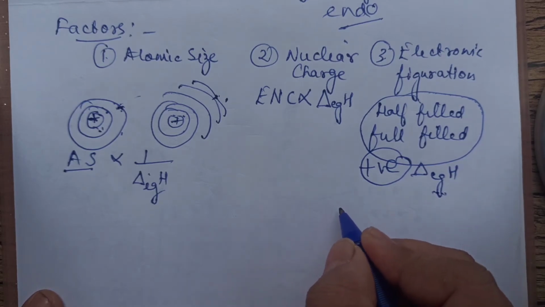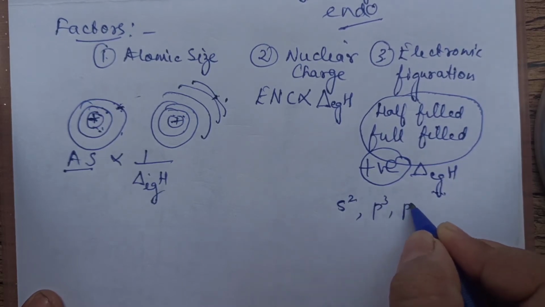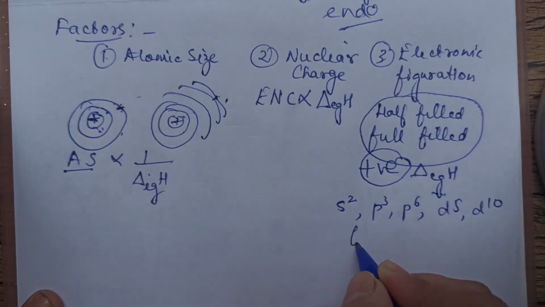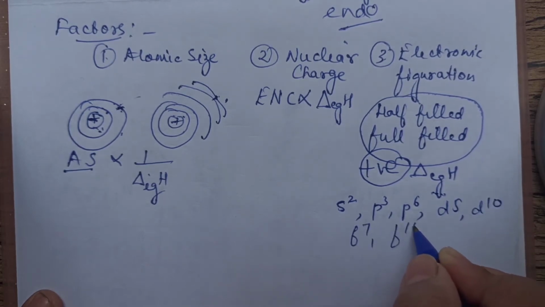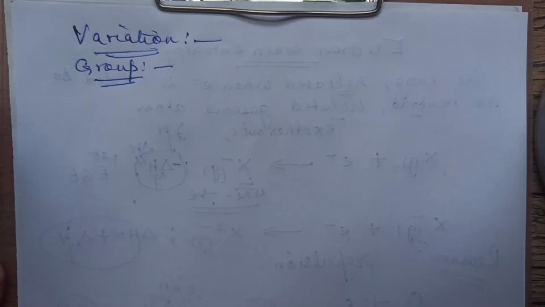They will have positive electron gain enthalpy. Which ones? s2 completely filled, half filled p3, full filled p6, half filled d orbital, full filled d orbital, half filled f orbital, full filled f orbital. So if these configurations are present, they will have positive electron gain enthalpy or lesser. At times it is even lesser, not necessarily positive always. Got it? So now we will talk about variation of the electron gain enthalpy in the group and period.